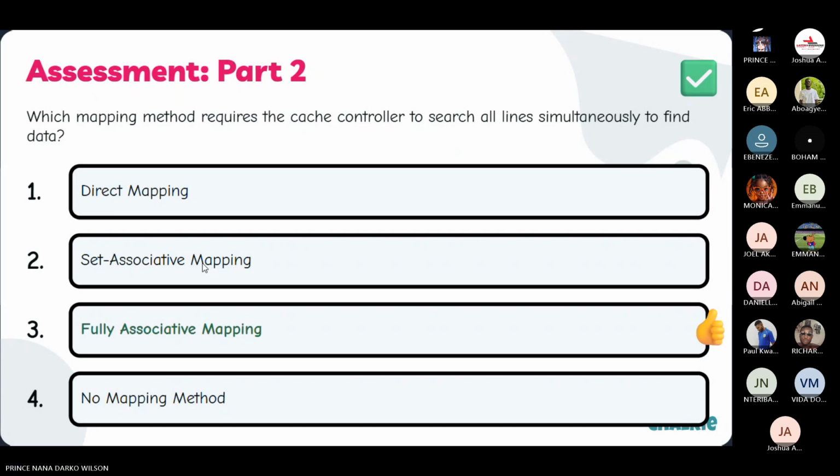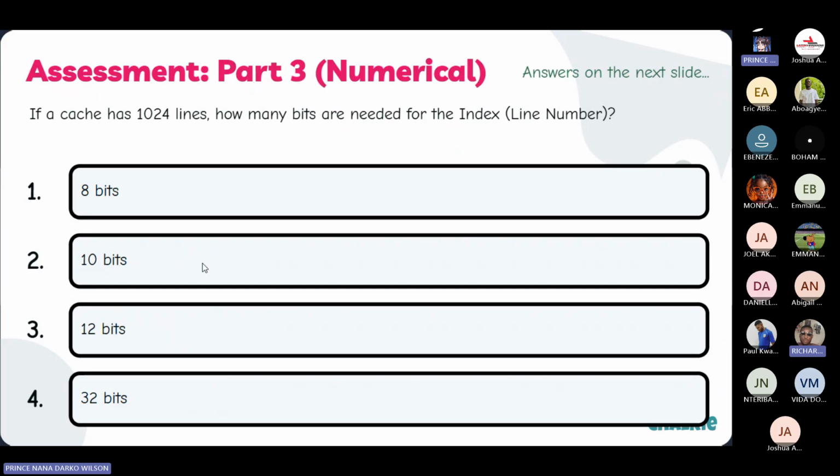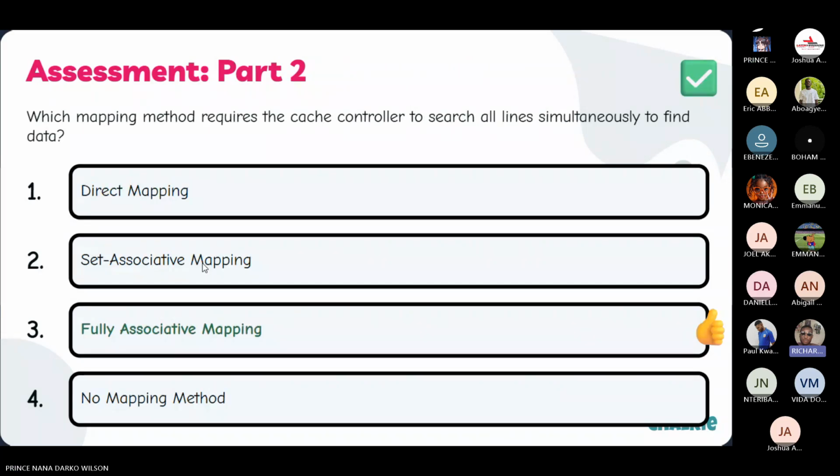Okay. All right. If a cache Mr. has Prince, 1,000, please, yes. Can you take it away? Okay. So I said it's not set associative.